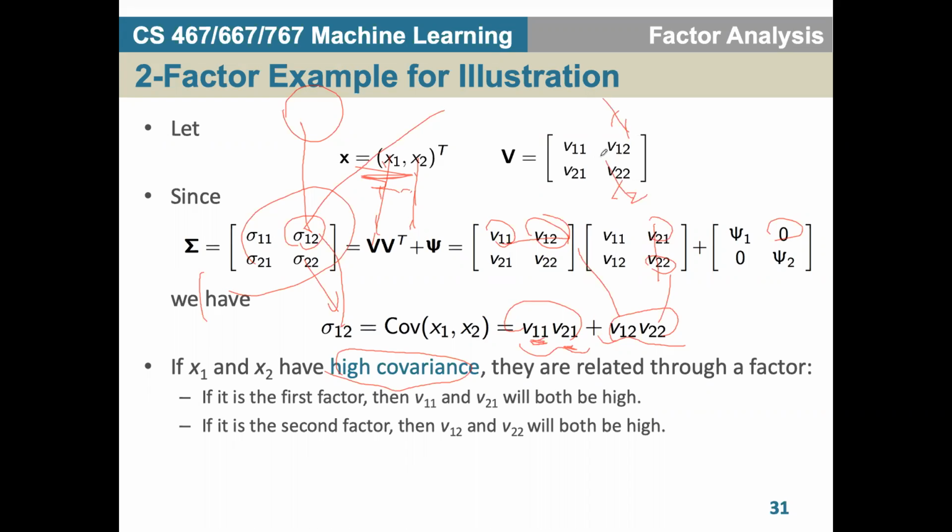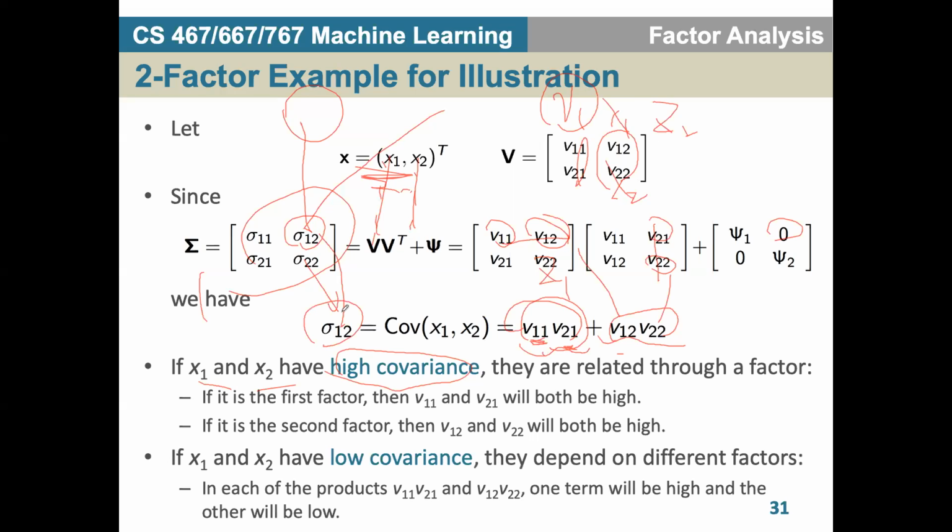So how to say this? 1,1 and 2,1. So this is V1. The data are high on both on the first factor, Z1. So they are both high on Z1. And the second is really, these two are high, which means both x1, x2 are high on Z2. It's the second factor. And at least you should be high on one factor, then your covariance will be high.